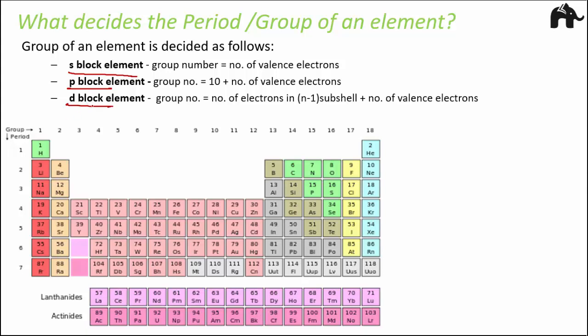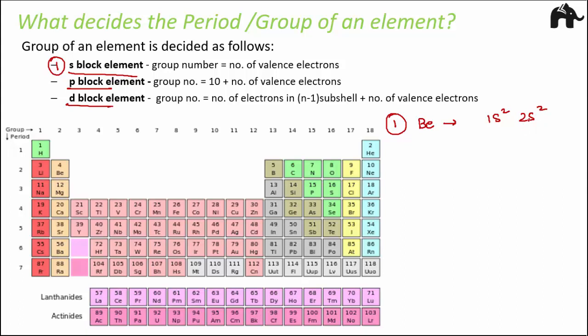If the d orbital receives the last electron, it is called a d block element. Let us take one example of each of these cases. First, we will take an example of an s block element. Let us take beryllium. The electronic configuration of beryllium is 1s2, 2s2. So the last electron enters into the s block. Therefore, it is an s block element.